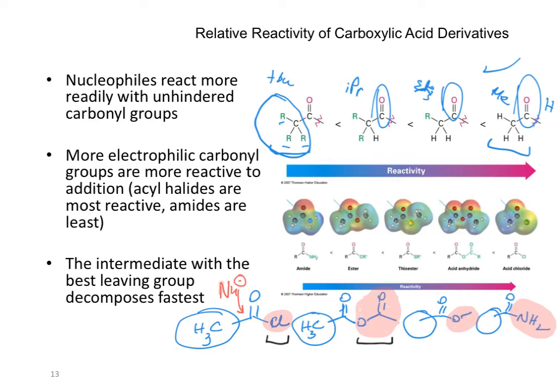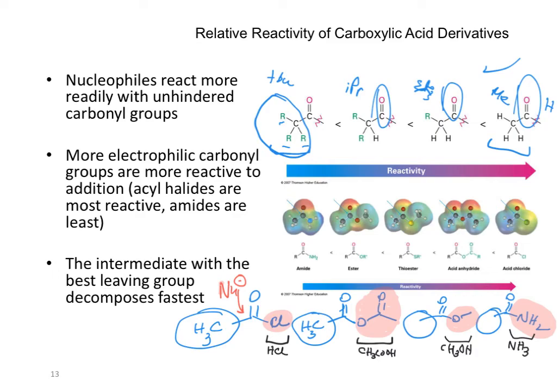So let's take a minute to write down the corresponding conjugate acids. We have HCl in case of the first one, acid chloride. We have acetic acid for the second one. We have methanol for the third one, and we have NH3, ammonia, for the fourth one.